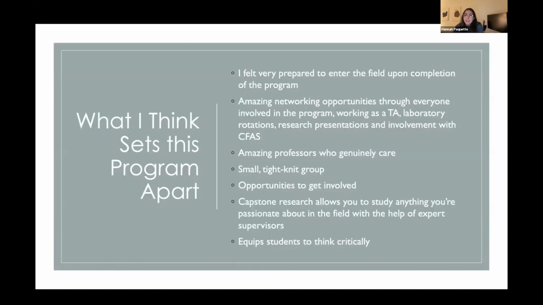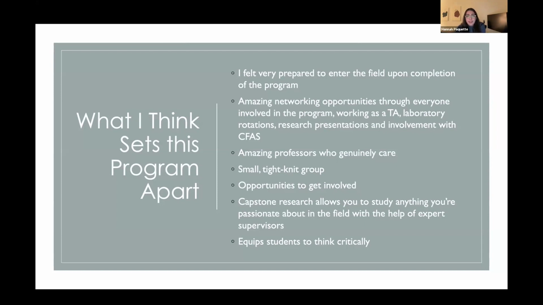So what I think sets this program apart, I felt very prepared when I completed the program to enter the field. I also found that there were amazing networking opportunities through everyone involved in the program, as I mentioned, working as a TA. The lab rotations allow you to meet lab directors and other embryologists, and that could potentially lead to job opportunities. You also have the opportunity to do research presentations, and you can be involved with the Canadian Fertility and Andrology Society. That's actually what led to my job, so I definitely recommend it.